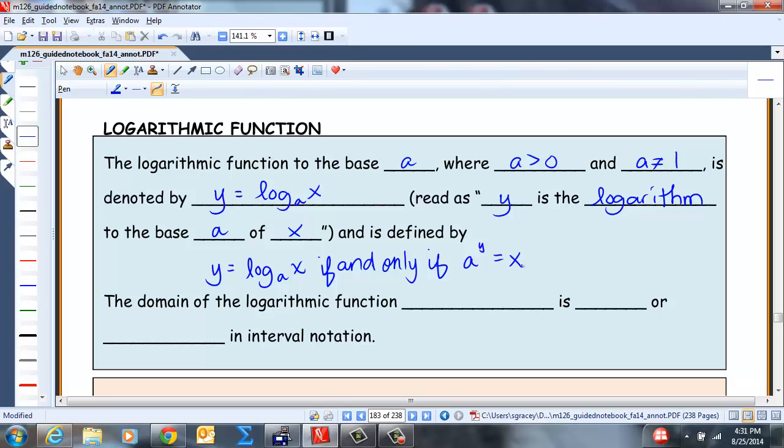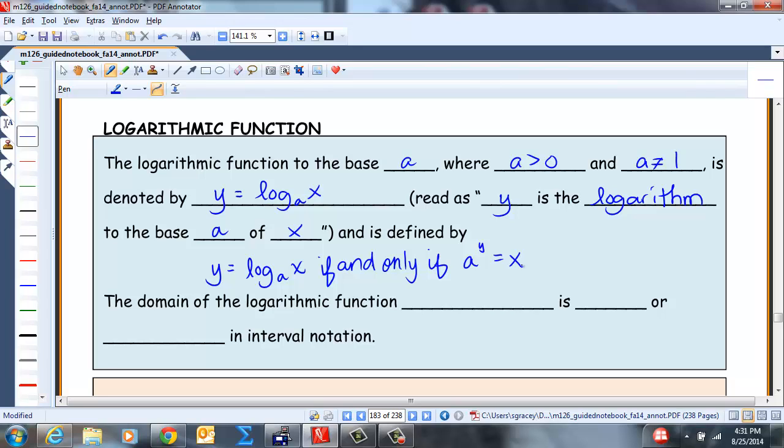So what I want you to do is chant with me 5 times. Ready? 1. A logarithm is an exponent. A logarithm is an exponent. A logarithm is an exponent. A logarithm is an exponent. A logarithm is an exponent.